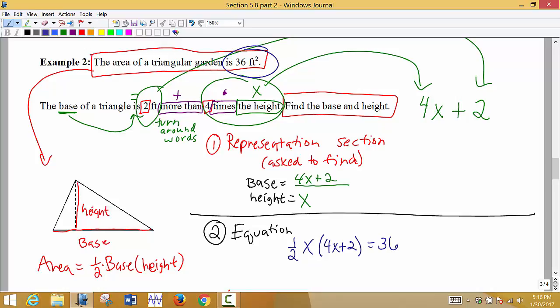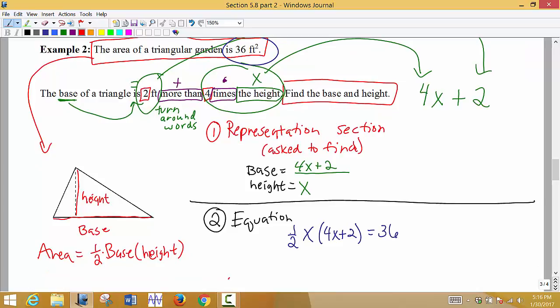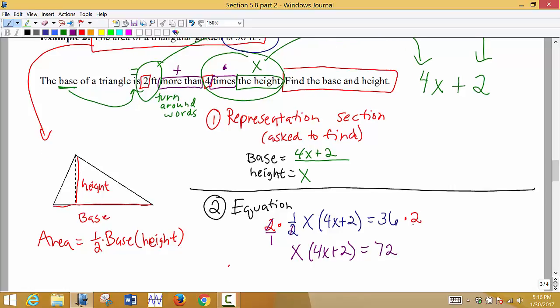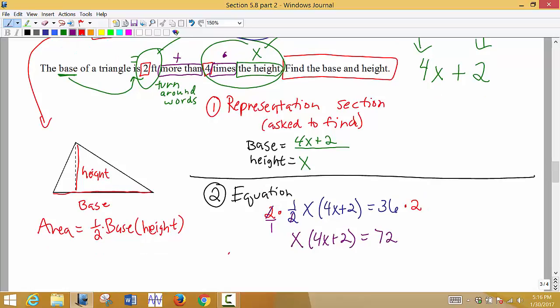Now what I'm going to do is going to work every single time. It's really nice. A little shortcut is that in order to get rid of that 1/2, I'm actually going to multiply both sides by 2. Because 2 times 1/2, the 2's will cancel and I'm left with 1, or just x. I'm going to bring down everything on the left side. On the right side, 36 times 2 is 72. A little bit of a shortcut, and then I do not have to deal with any fractions.